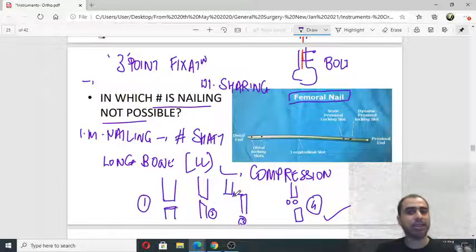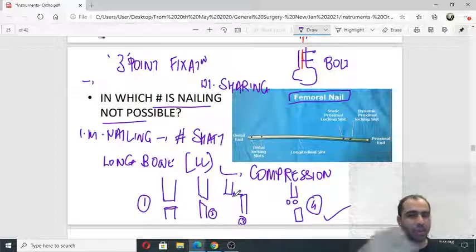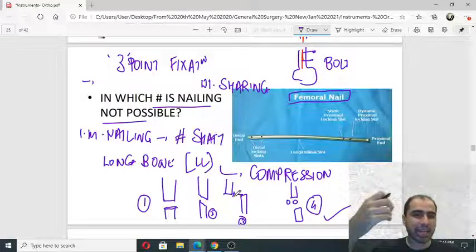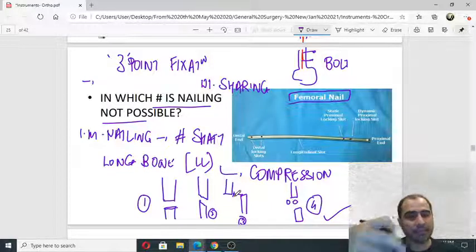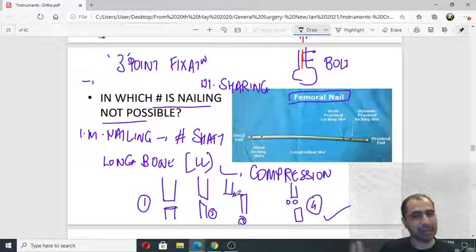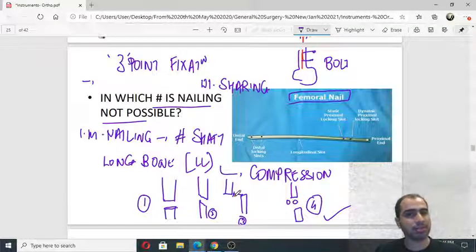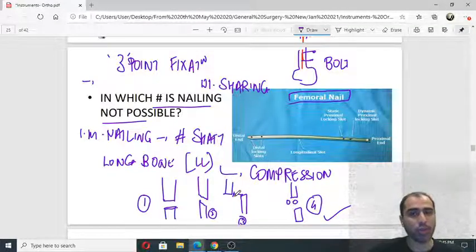Alright, these are the questions that will come on nails. Besides this, they can ask you complications of nail. So complications of nail are the same. Nail can become loose, nail can affect the vascularity, nail can get infected, and so on, standard things. When will you remove? Not before 2 years. Okay, not before 2 years.